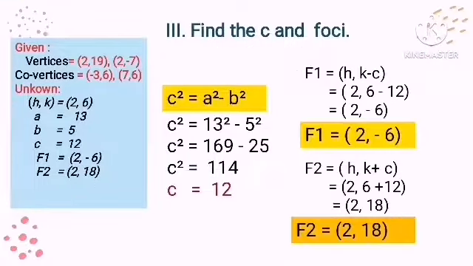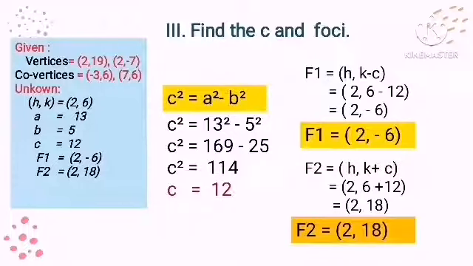So now, since we already have the value of a and b, let's proceed in getting the value of c. So using the formula c squared equals a squared minus b squared, we will get c by substituting the value of a and b. So c squared is equivalent to 13 squared minus 5 squared. And let's simplify. c squared is equivalent to 169 minus 25, and 169 minus 25 is equivalent to 144. And in order to get c, we need to square root the 144. And the square root of 144 is equivalent to 12. So therefore, our c now is equivalent to 12.